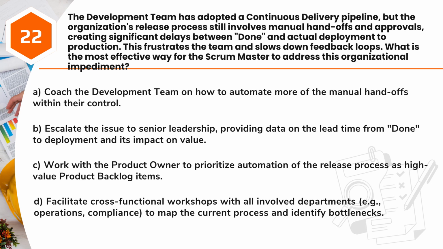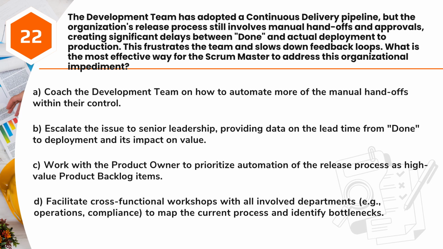Question 22. The development team has adopted a continuous delivery pipeline, but the organization's release process still involves manual handoffs and approvals, creating significant delays between done and actual deployment to production. This frustrates the team and slows down feedback loops. What is the most effective way for the Scrum Master to address this organizational impediment?